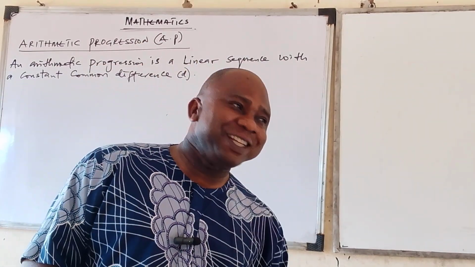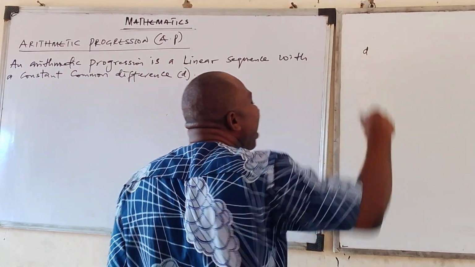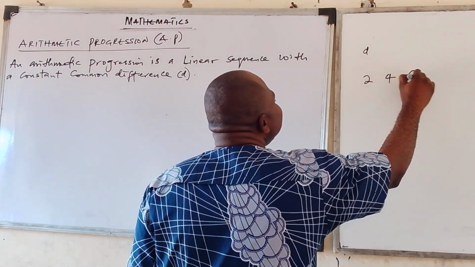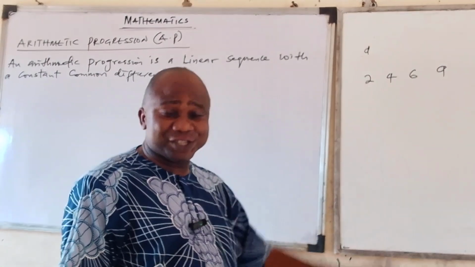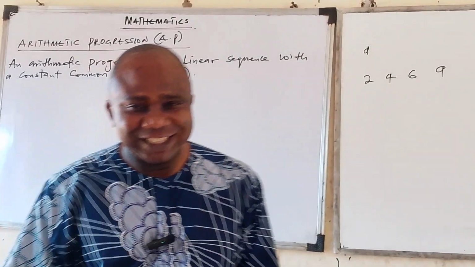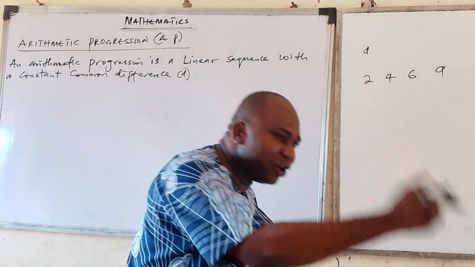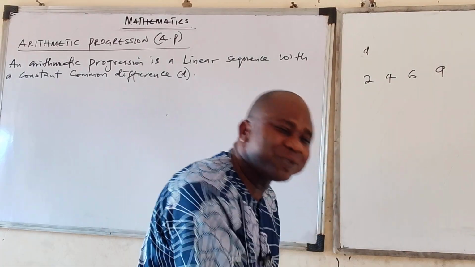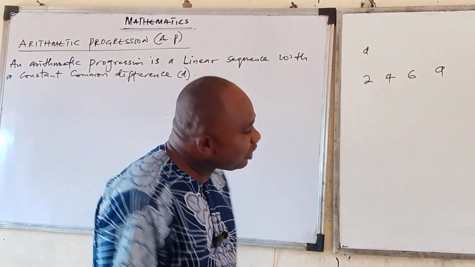Now, when we say common difference, D, if you have a sequence, let's say for example, you have 2, 4, 6, 9. Let's see if the common difference is constant. The common difference is the second term minus the first term, or the third term minus the second term, or the fourth term, continuously like that.